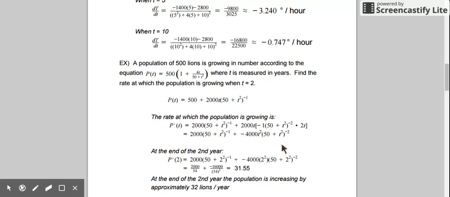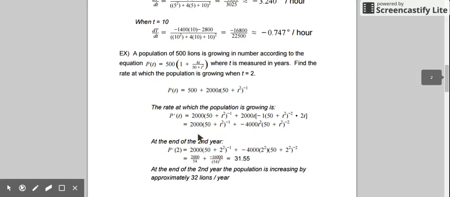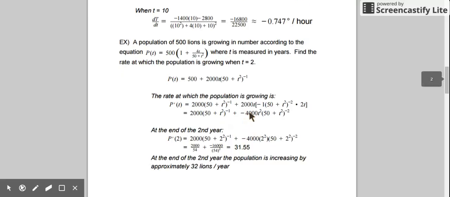And then I can plug in year values into this derivative function and find the rate at which the population is changing. So if we want to find the rate at which the population is changing at the end of the second year, I'm going to plug 2 into my derivative function and simplify, and we get about 31.55. So what does that represent? That's representing how the population of lions is changing at the end of the second year.